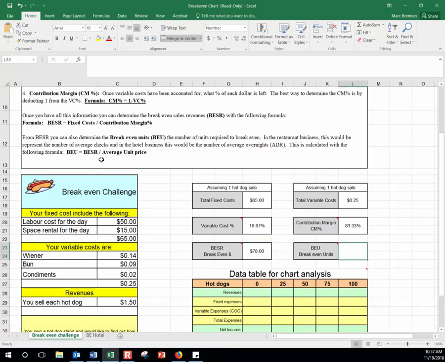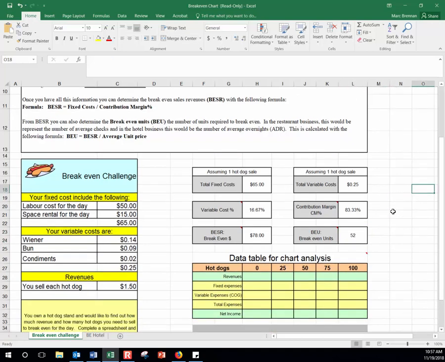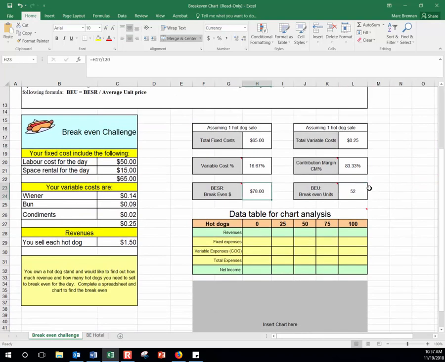And then break-even unit is our break-even sales revenue divided by the average unit price. In this case, we sell hot dogs for $1.50 each, so that's our average unit price. We can get rid of decimals, and we need to sell 52 hot dogs in order to break even. Okay, so that's nice. So every single day I know that I need to get to 52 hot dogs or else I'm not going to break even. I'll be losing money. That means I need to sell $78.